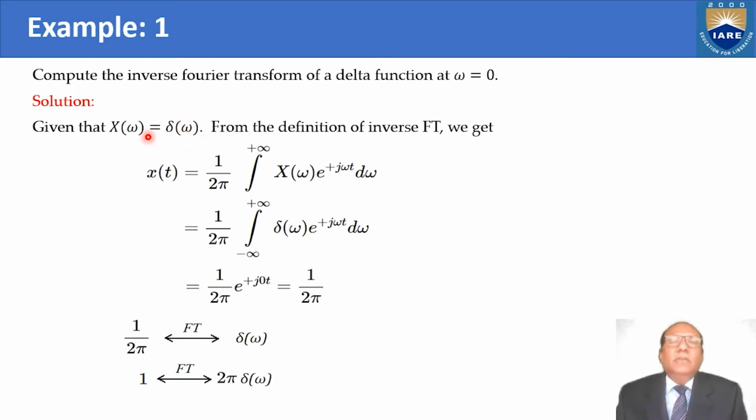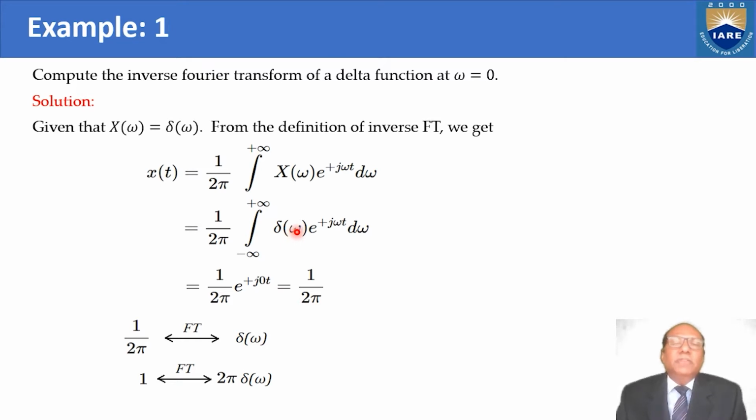Then we have to find the inverse Fourier transform. So we have to write the synthesis equation here. The time signal x of t is given by 1 by 2 pi integral of capital X of omega e to the power of plus j omega t d omega. Now substitute the delta function here for the Fourier transform. This is a delta function where the argument equals 0, that means omega equal to 0.